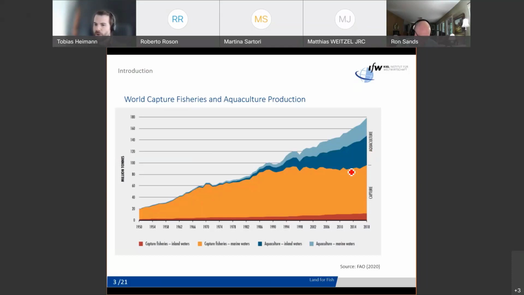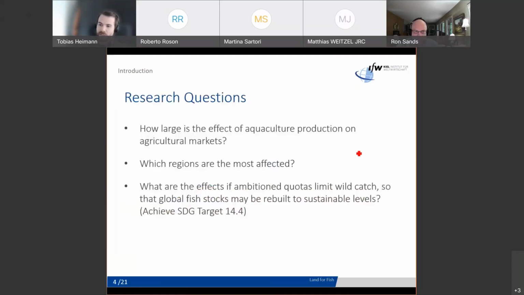So the question emerged, what actually is feeding aquaculture fish? This brings us to the research question. How large are the effects of aquaculture production on agricultural markets? Which regions are the ones which are most affected? And what happens if we want to rebuild sustainable wild fish stocks and achieve the SDG target 14.4?